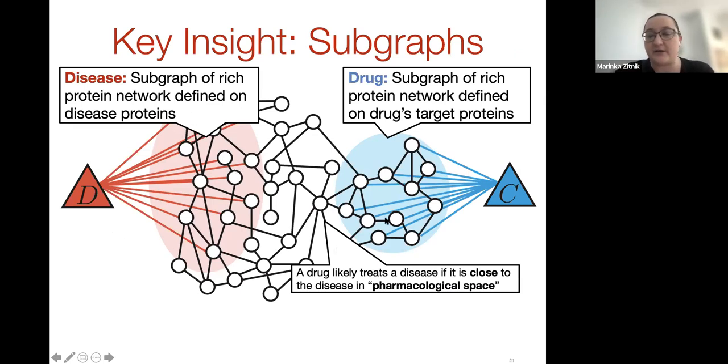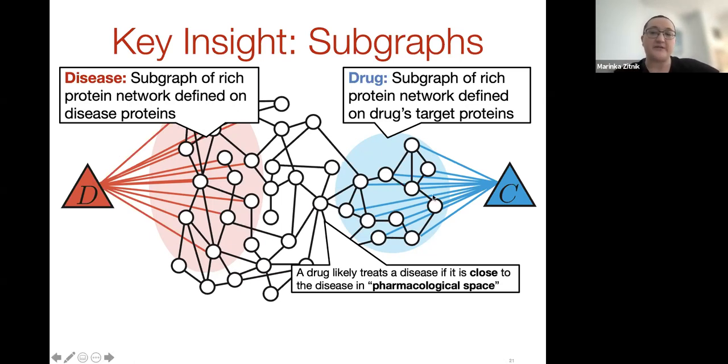We have the underlying graph, which is shown here as that of white nodes and black edges. That graph in practical settings will be a graph where nodes would be human proteins and edges would indicate interactions between them. And so on top of that graph, we overlay a large number of subgraphs representing drugs and diseases. So every disease will be represented by a subgraph of that PPI network, defined on proteins that are known to be associated with the disease. So if a certain protein, when mutated, leads to a particular disease, then that protein would be included in the subgraph for that disease.